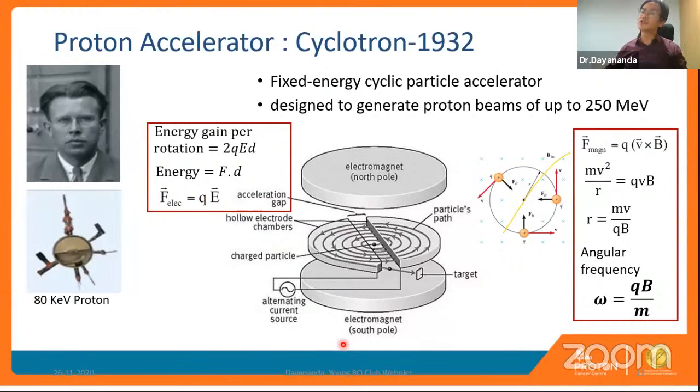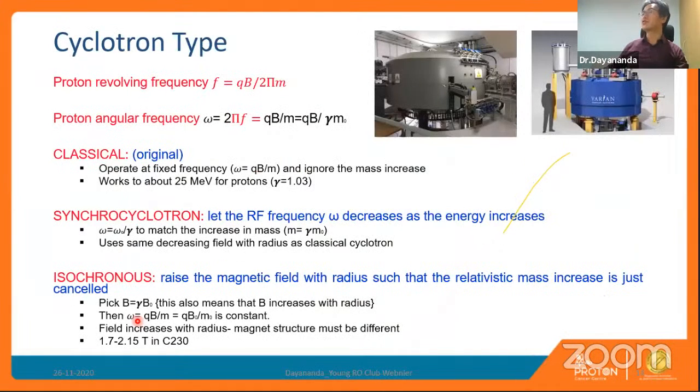This is the picture of the prototype cyclotron, which was developed by Lawrence in 1932, and which was able to accelerate a proton of up to 80 keV. The size of this cyclotron was just about 10 inches. But the medical cyclotron which we use nowadays has various diameters.